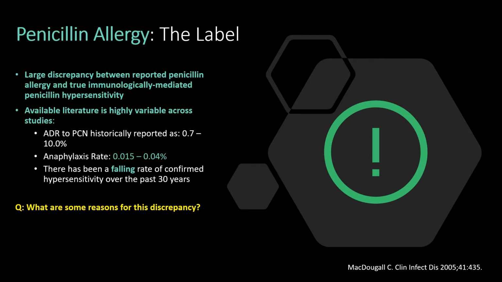Historically, and unfortunately in medical school still taught this way, it was thought that about 5 to 10% of patients have a penicillin allergy, but we now know this to be false. Really only less than 0.5% of patients have a true IgE-mediated hypersensitivity. So what is the reason for this large discrepancy? Pause to think for yourself for some possible reasons.